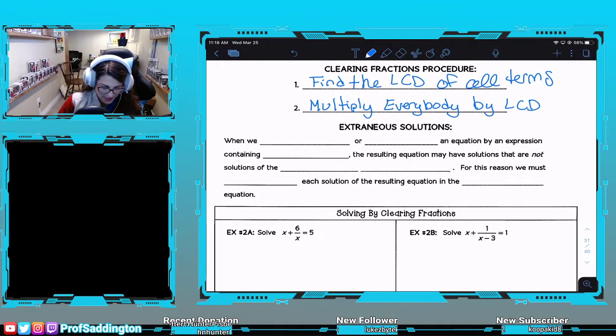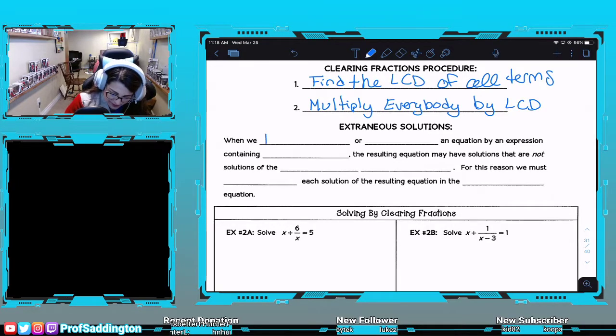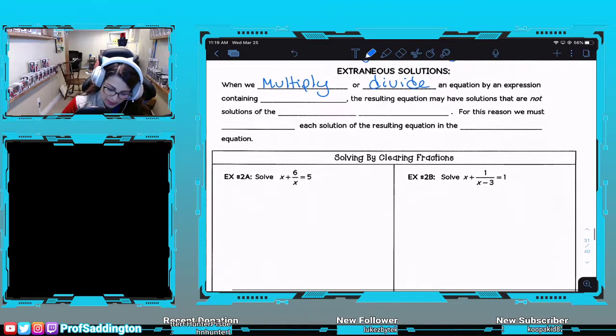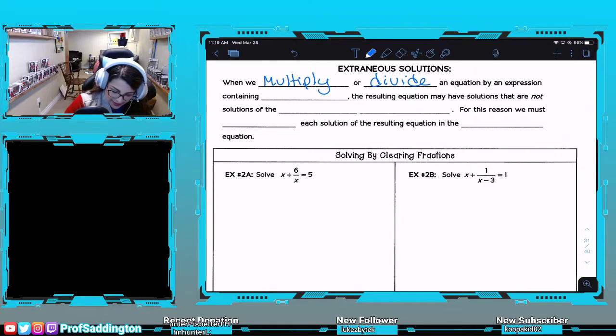Okay, and if I'm going too fast, tell me to slow down. So when we multiply, or divide, an equation by an expression containing variables, the resulting equation may have solutions that are not solutions of the original equation.